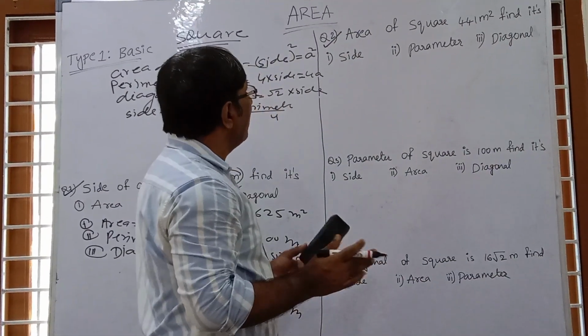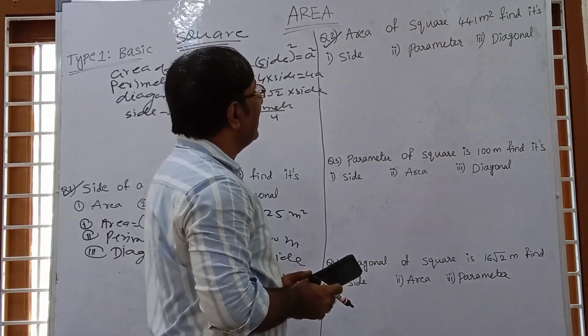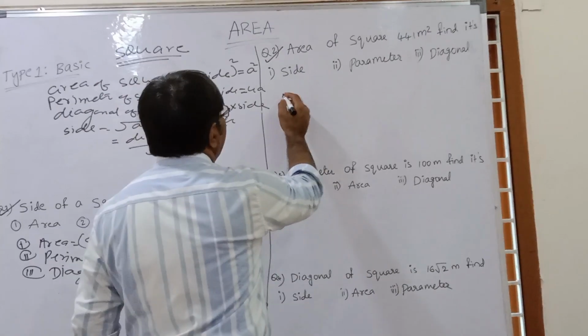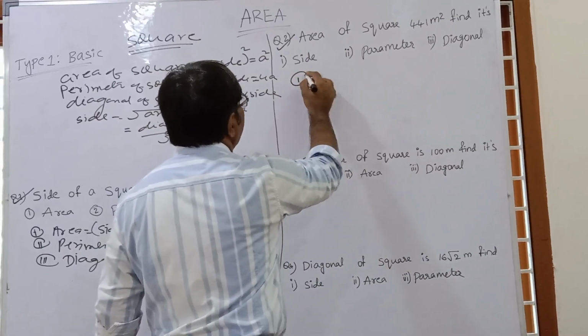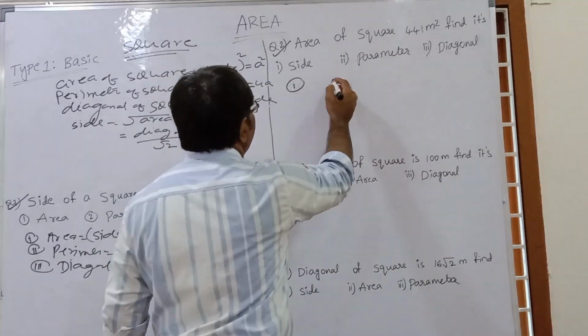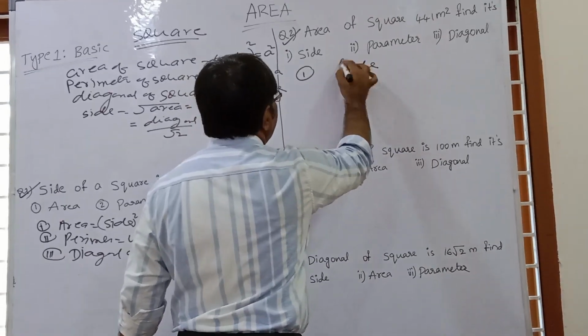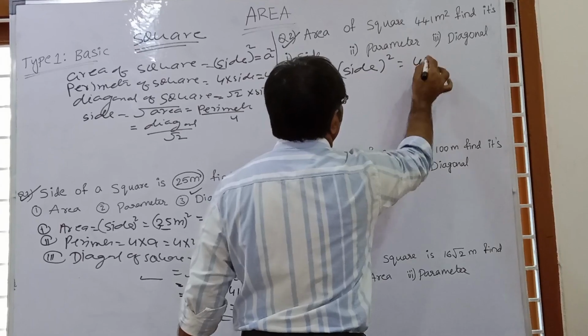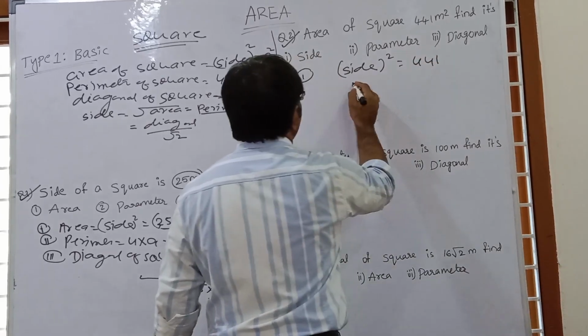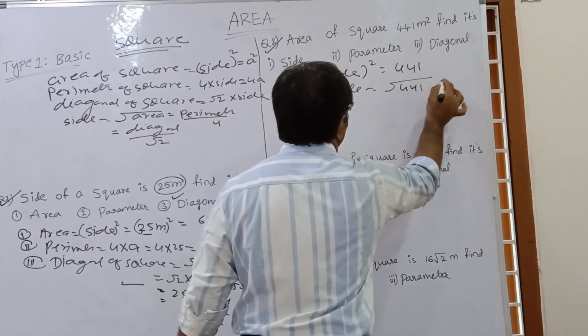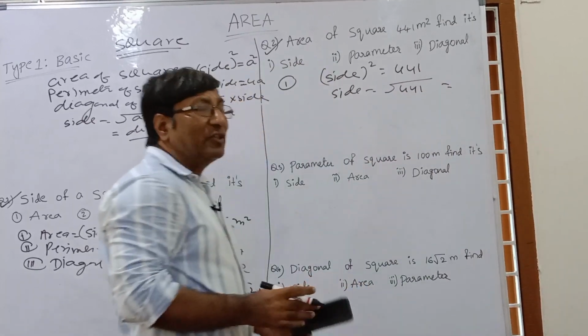Question 2 is: area of a square is given 441 meter square, then find the side. So you know well, area of a square is side square. So side whole square equals 441. So side equals what? The square root of 441. Now this is the square root.